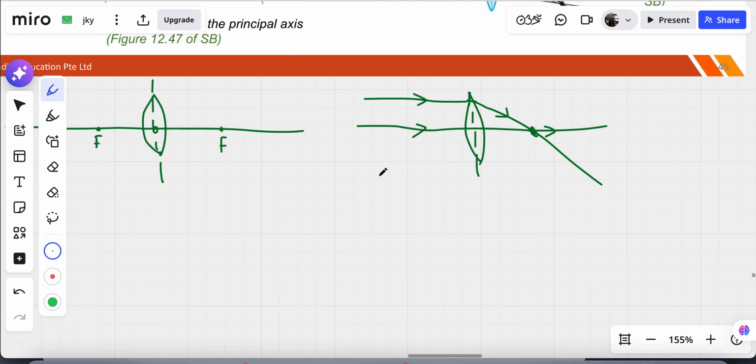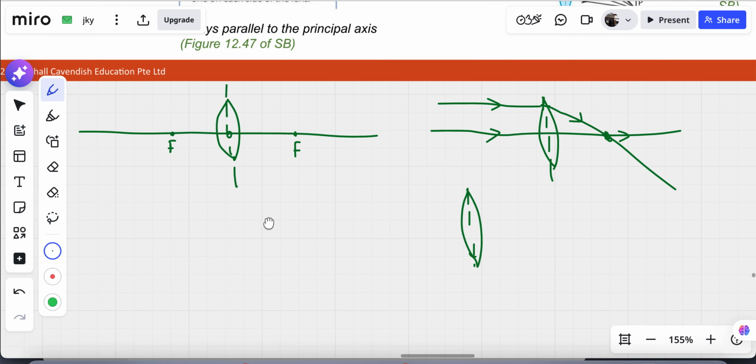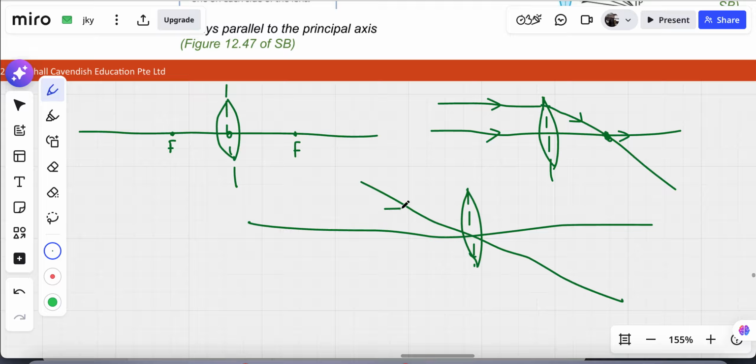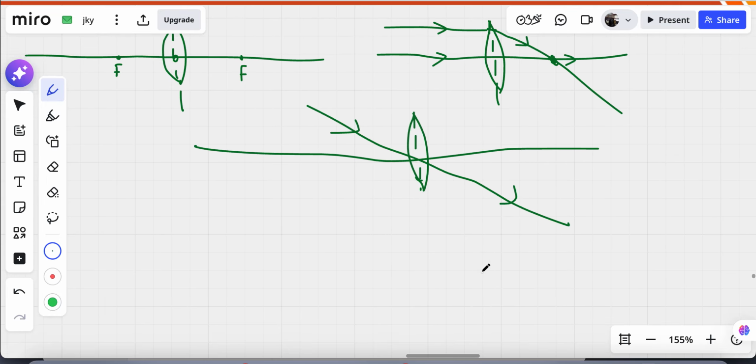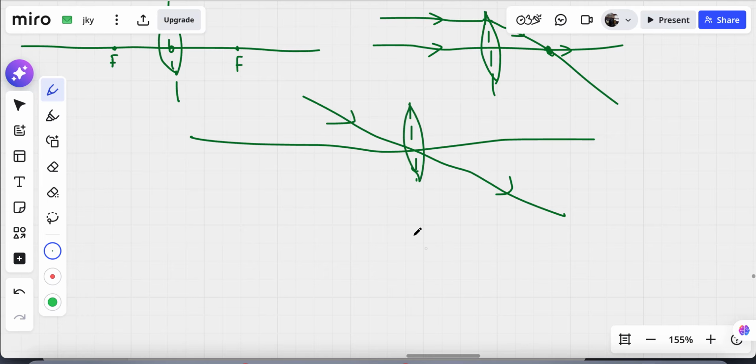The second one: any ray that is passing through the optical center. Let's say this is the principal axis. Any ray that is passing through the optical center, like this, will remain undeviated. You know, right? It will remain undeviated, it will not be refracted. That's the second rule.